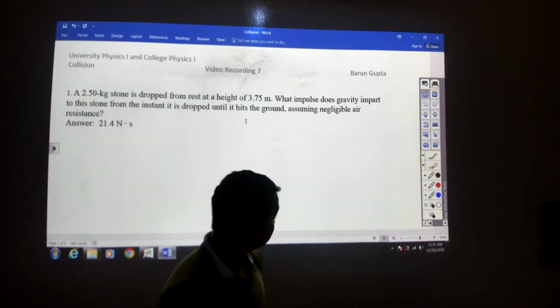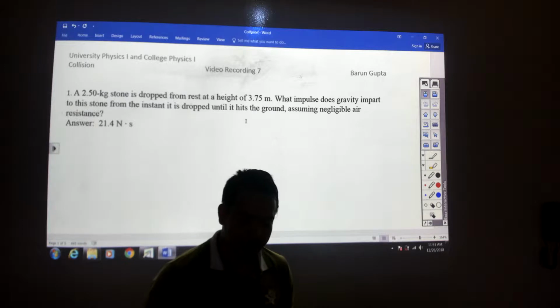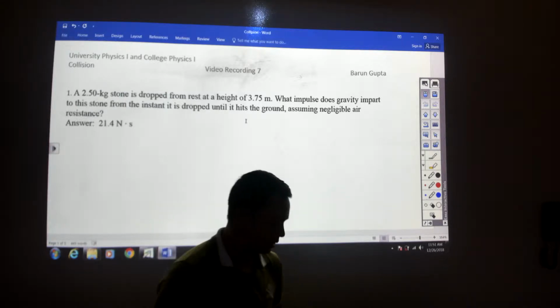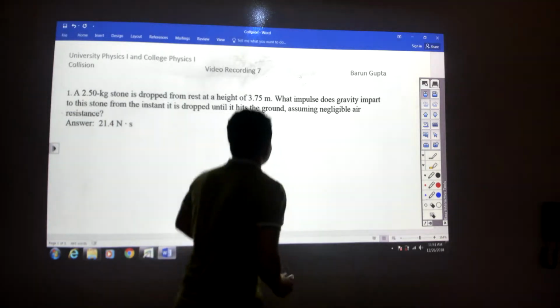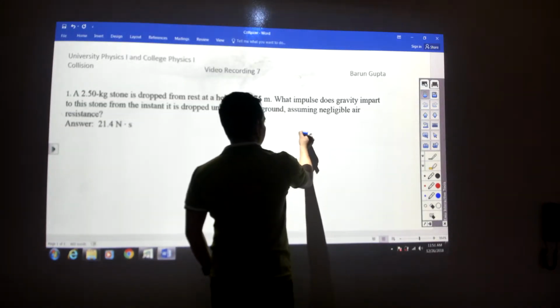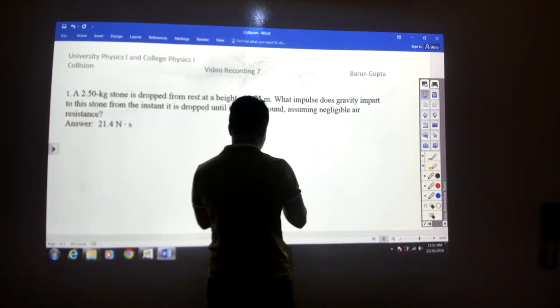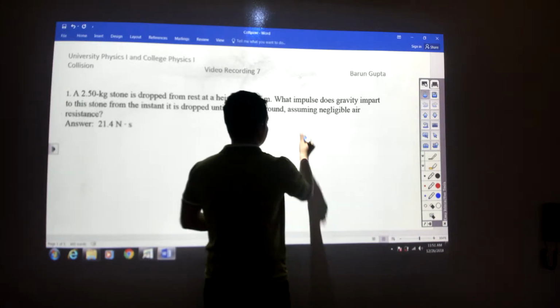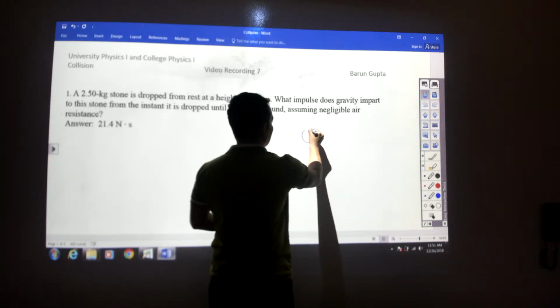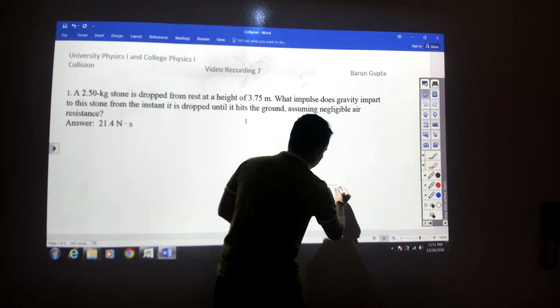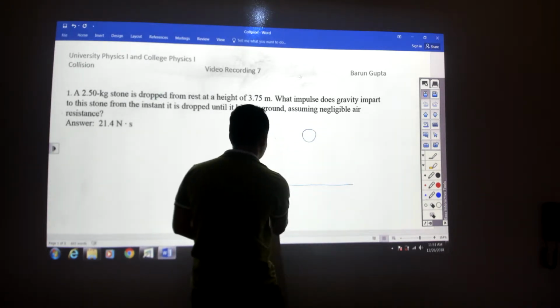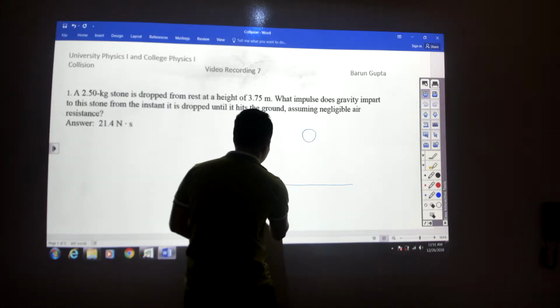This problem requires the understanding of the principle of conservation of energy, momentum, and impulse. Let me explain what this problem is. You have an object here, and this object is at a certain height from the ground. Let's say this is the ground.